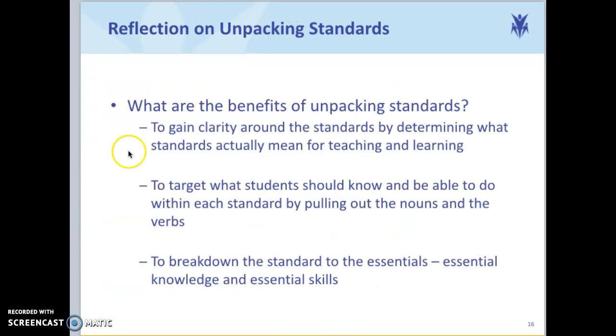So what are all the benefits of unpacking standards? Again, we talked about just getting that clarity around the standards, knowing what to teach. What should students know and be able to do, and really breaking down these standards to the essential knowledge and essential skills.